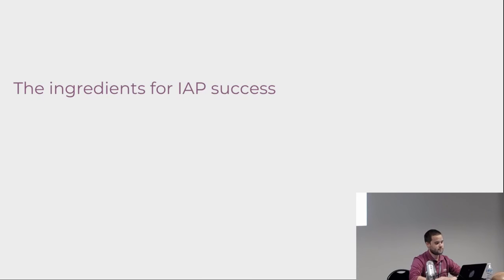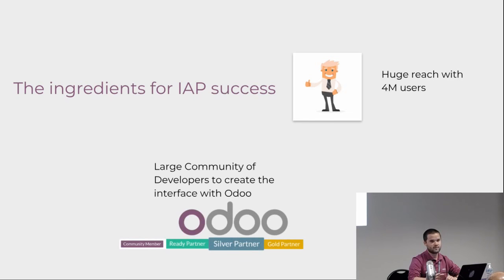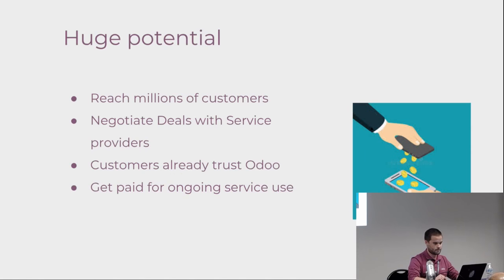So, how is this possible? Well, today I think we have all the ingredients we need for in-app purchase success. So we have a huge reach of customers, 4 million users worldwide, which you can tap into with in-app purchases. We have a huge community of developers, which can develop the interface with Odoo and the app, the service itself. And of course, we have the API that was launched last year to allow you to connect to Odoo with your services.